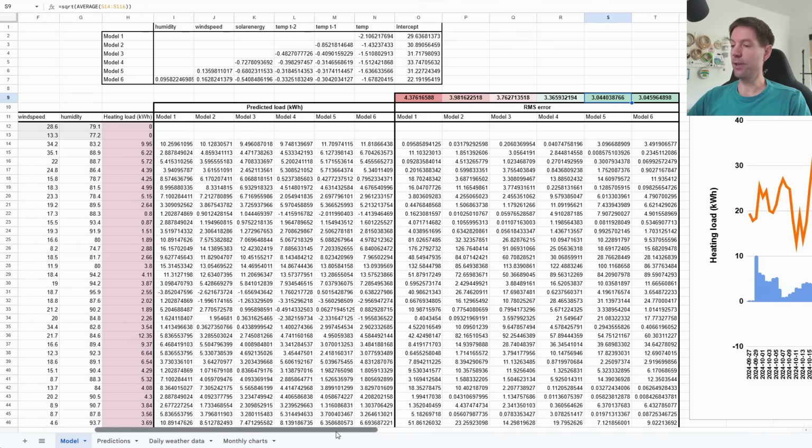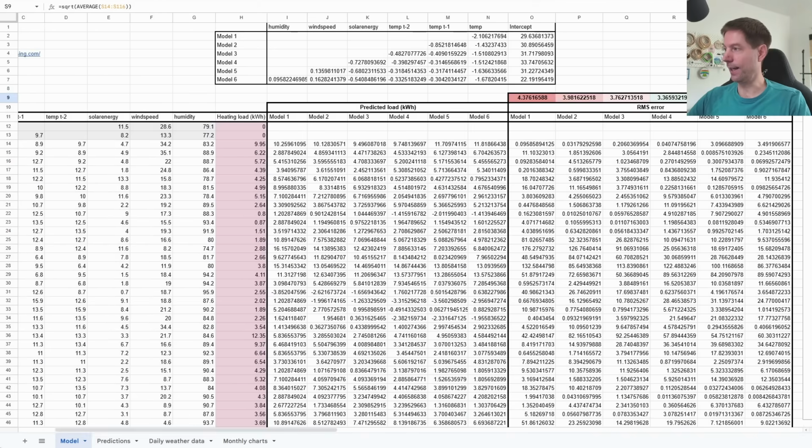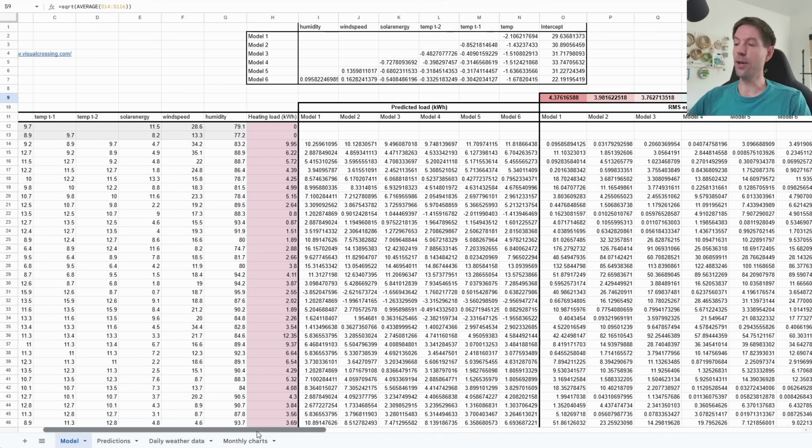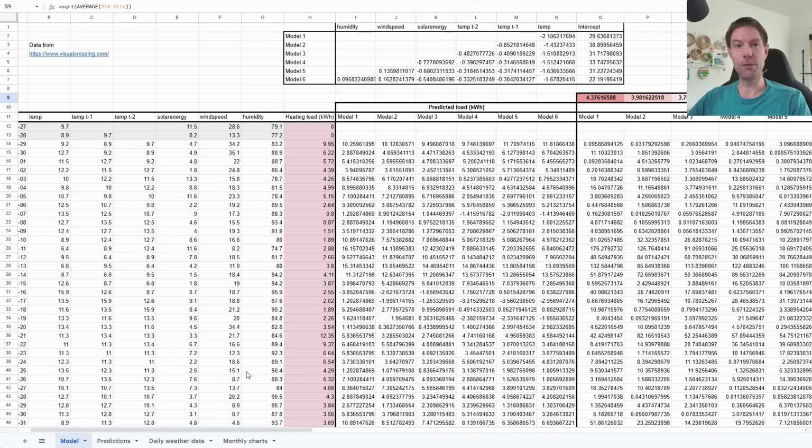So the reason I think wind speed is important, and it clearly is because it's improved our model predictions, is that I noticed when it was windy over the winter that we definitely needed a little bit more heating. I think what's happening is that when the wind is pushing on your house, it's forcing air through all the little cracks in your house.